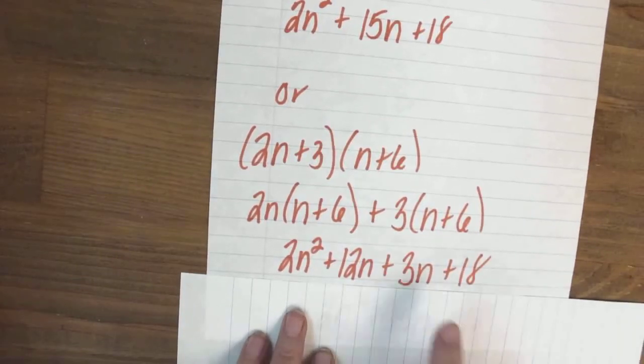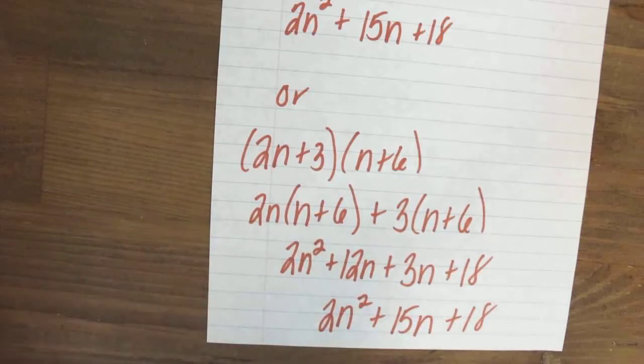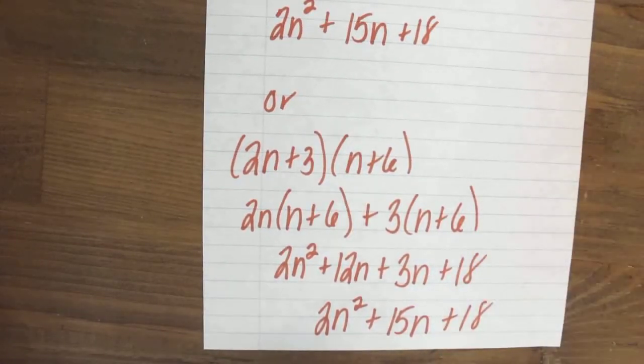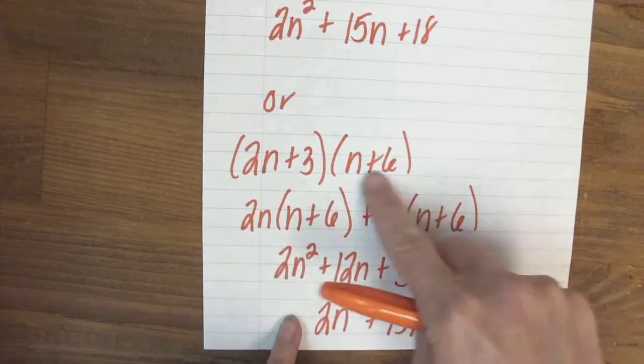2n squared and 12n, 3n and 18, middle terms still go together. So it is the same answer, just another way of thinking about it. So let me show you something with factoring that kind of resembles this.